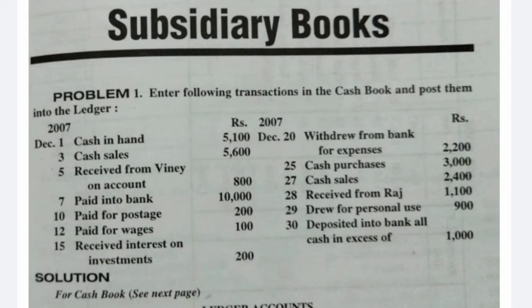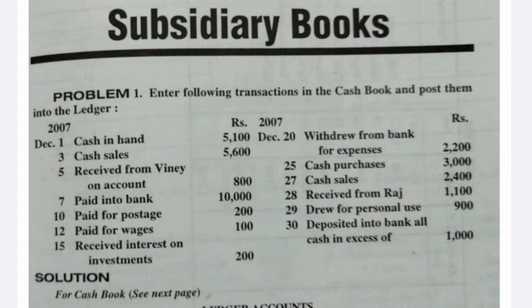So what is the journal entry for cash sales? Cash account debit to sales account. So here there is a cash account and there is a sales account, so we need to prepare the ledger accounts as well for the different accounts. So you need to prepare the sales account. Okay, so then what is the entry? Cash account debit to sales account.